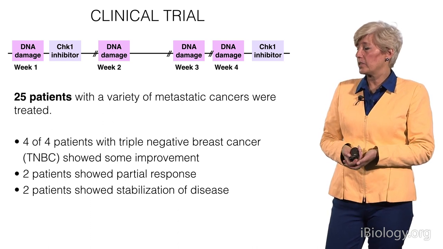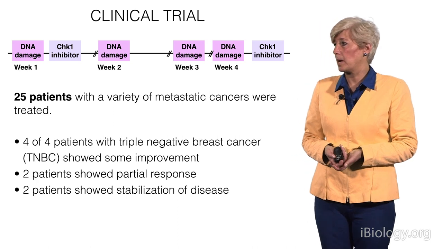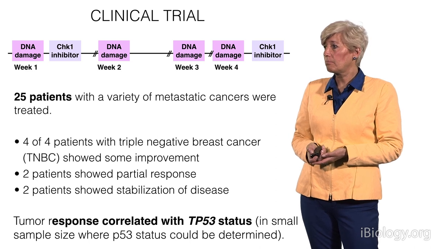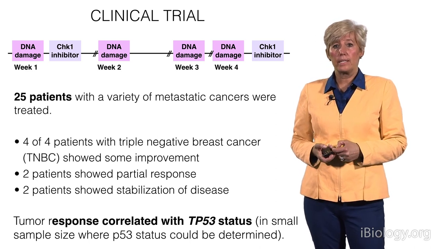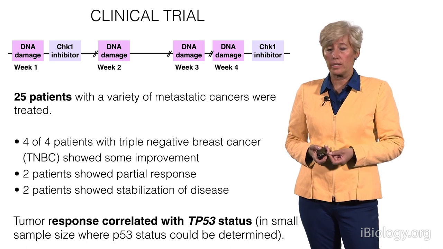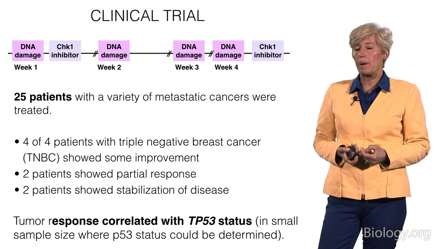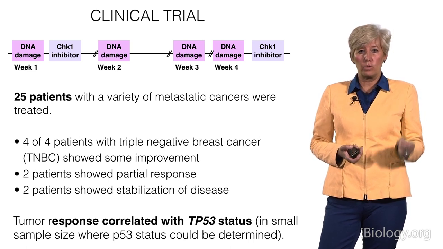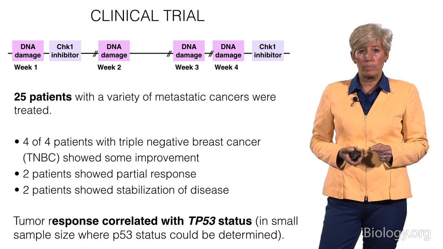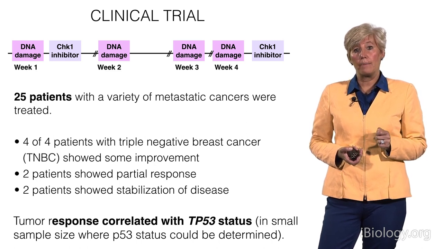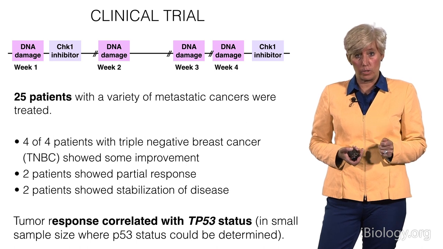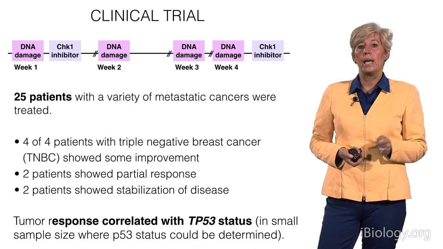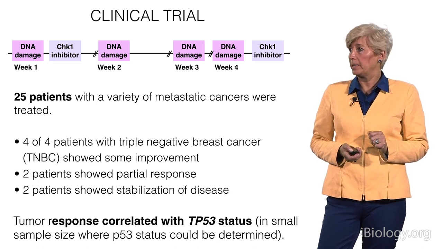So what was exciting about this trial is four of our four patients responded, two patients with the partial response and two patients with stabilization of disease. We were able to do correlative studies, and in a very small cohort of patients, we were able to show that the tumor response correlated with P53 status. So in other words, if the tumors had a mutant P53, they responded to this therapy. There was one patient whose tumor was estrogen receptor positive. Her tumor was positive for wild type P53, and that tumor did not respond to the therapy.